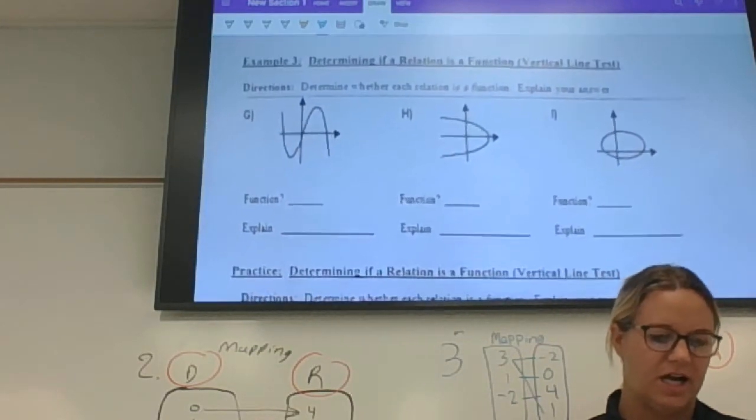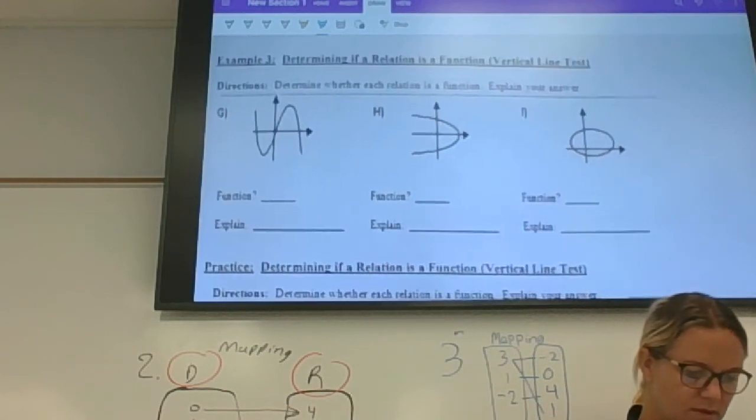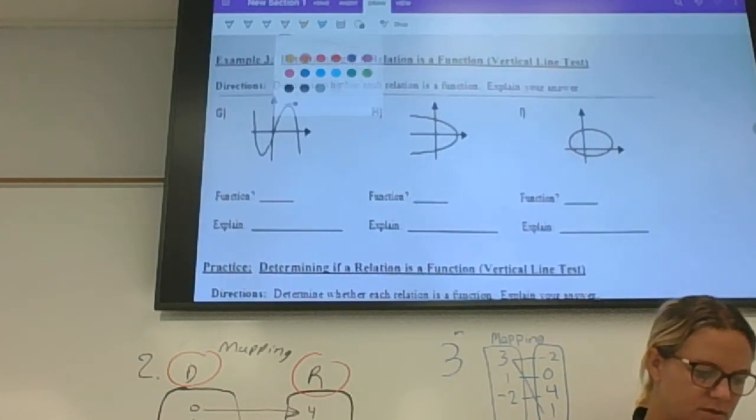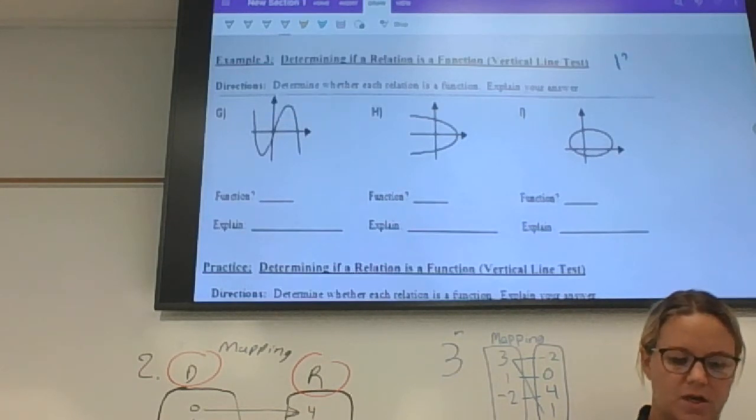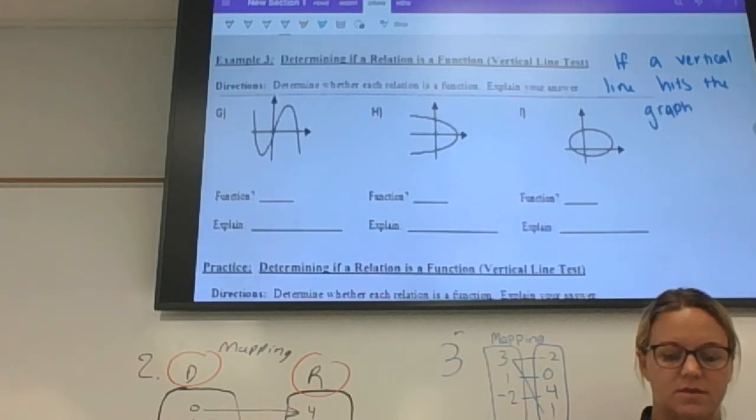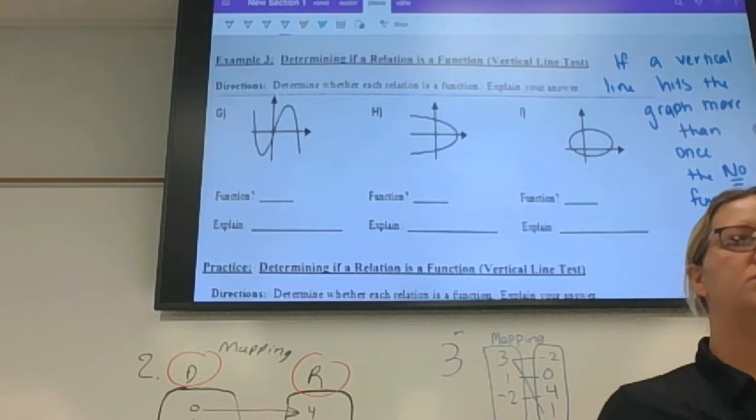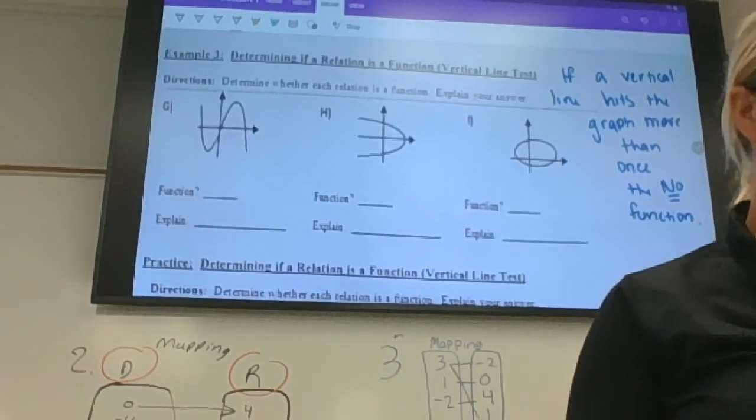There we go. All right, moving on to the vertical line test. If a vertical line hits the graph more than once, then no function. And I want to explain that. I don't want you just to memorize it. I want to explain that using these examples.